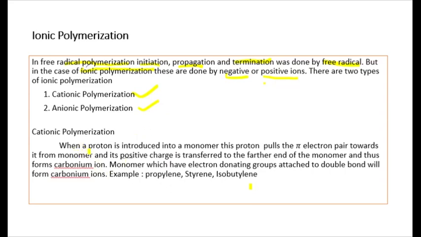So in cationic polymerization, when a proton is introduced into a monomer, this proton pulls the pi electron pair towards it from the monomer and its positive charge is transferred to the farther end of the monomer and thus forms the carbonium ion. And this carbonium ion initiates the chain growth. Normally, the monomers which have electron donating groups attached to the double bond will form carbonium ions. Examples are propylene, styrene, isobutylene.